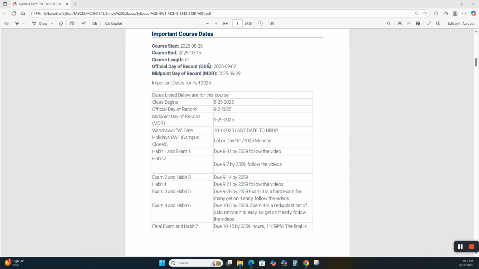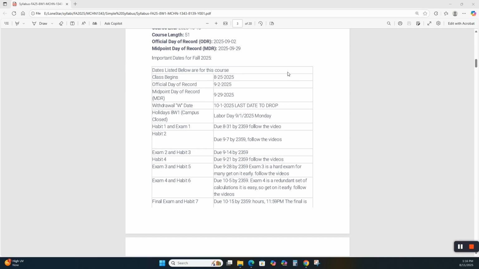ODR doesn't mean anything to you, except that's when you'll get automatically dropped if you haven't logged into D2L, or if your D2L still shows you as needing orientation. And MDR is midpoint day of record, that doesn't mean anything to you. I have to do something on those days.